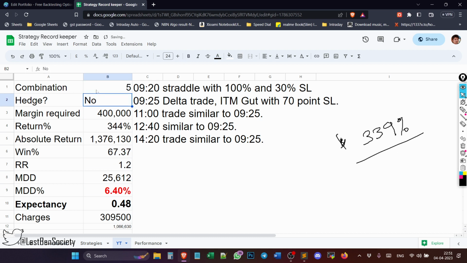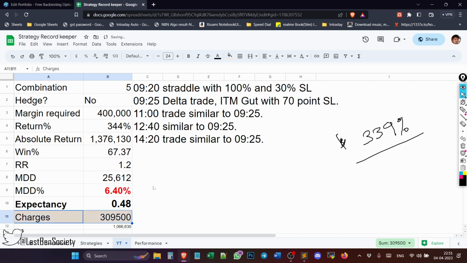Okay. Again, the maximum drawdown has increased by a little bit, but your expectancy is rising. Why? Because your win percentage is going towards 70%. Also your risk to reward is improving, from 1.04 to now 1.2. Okay, but you also have to consider the last column. Okay, this is charges.